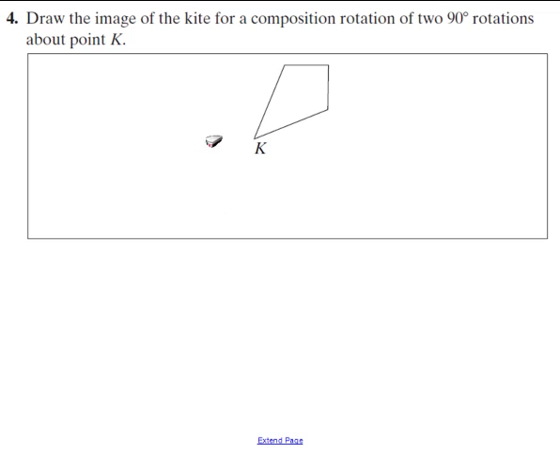Another 90-degree rotation, so that's 180 degrees total. We would rotate essentially just to the opposite side of where we are now. So it would look like this.